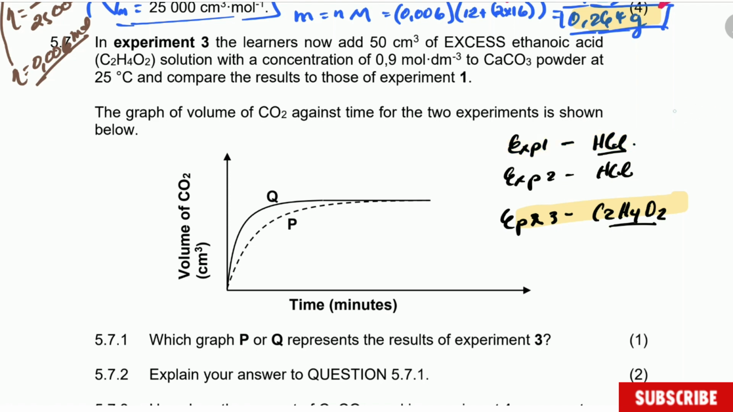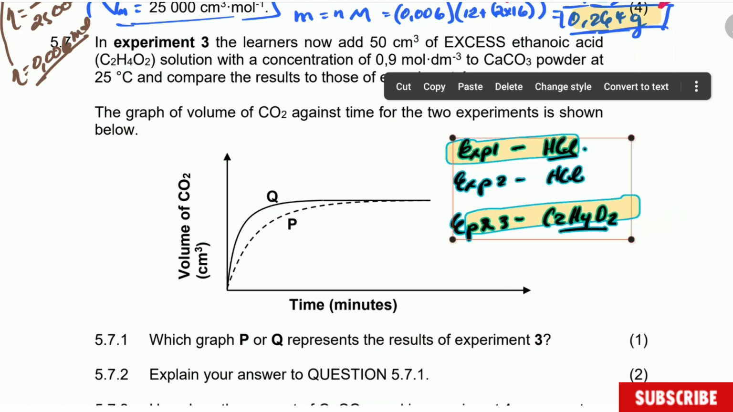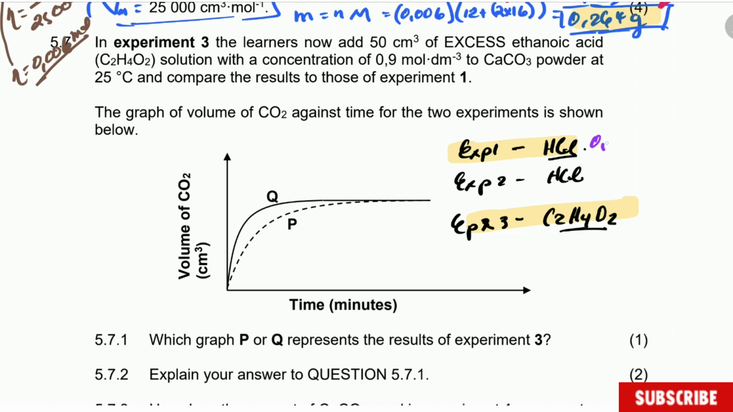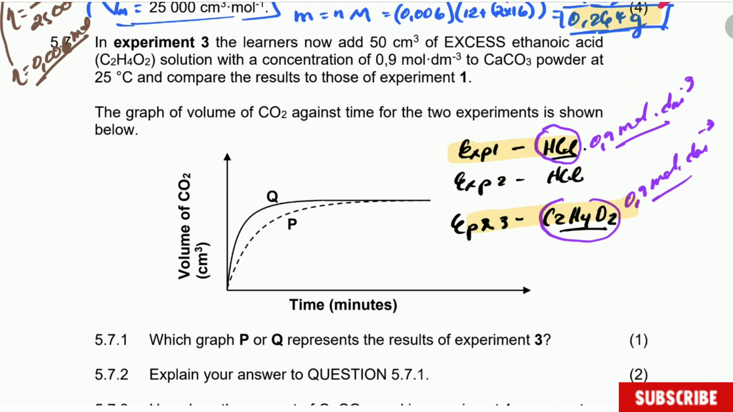Let me just fix it here. You know what, I'm going to move all this a little bit here because I want to write that one there. This one is 0,9 mole per decimeter cubic. This one is 0,9 mole per decimeter cubic. Now, what is the thing? The concentration is the same. So what did they change? They change the strength of the acid. They use a different acid. They use now ethanoic acid, and previously they used hydrochloric acid.